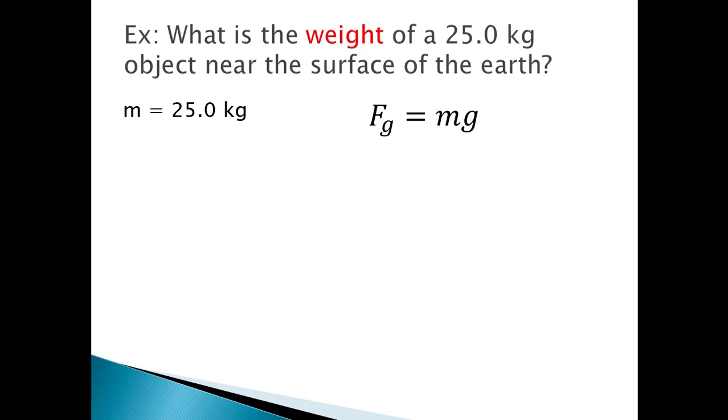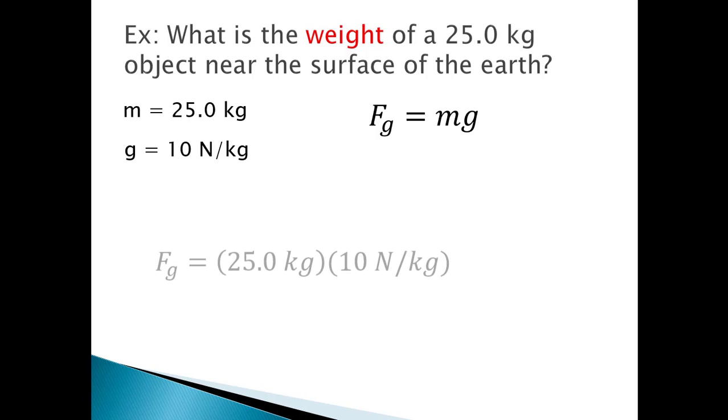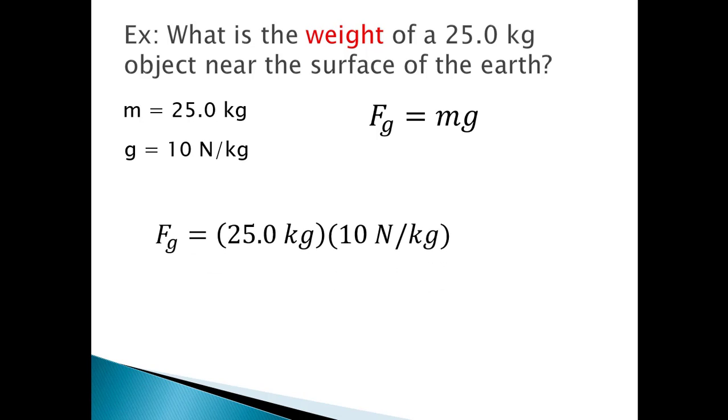Okay, so we know mass, but what about G? G is the gravitational constant, and since we are on Earth, that is going to be 10 newtons per kilogram. So from here, we just plug in our numbers. Force of gravity is going to be equal to the mass, which is 25 kilograms, times the gravitational constant on Earth, which is 10 newtons per kilogram. And so we're going to multiply that out, and we're going to get 250 newtons.